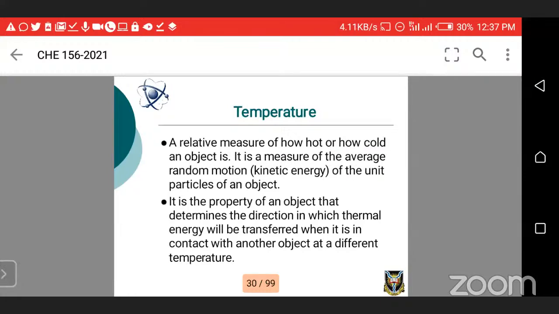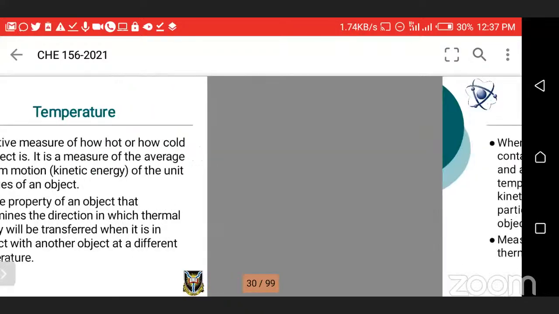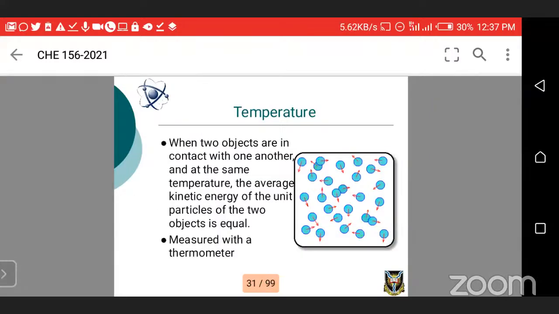So we can also define temperature as a property of an object that determines the direction in which thermal energy will be transferred when it is in contact with another object at a different temperature. What this is saying is this: if you have two bodies, and one is hotter than the other, energy will flow from the higher one to the one that has a lower temperature, until the two come to an equilibrium.